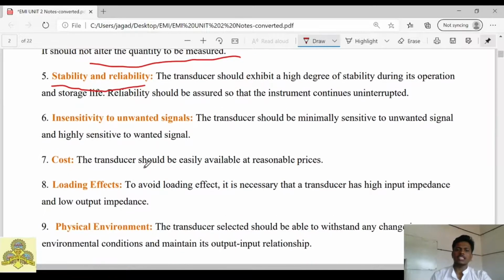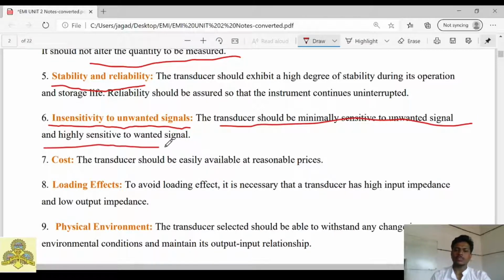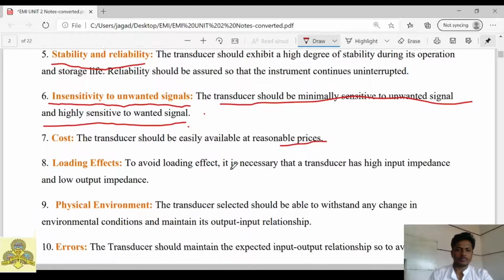Next, insensitivity to unwanted signals. When you are selecting any transducer, it should not be impacted by unwanted signals. That is, the transducer should be minimally sensitive to unwanted signals and highly sensitive to wanted signals. Next, cost. A transducer should be easily available at reasonable prices.